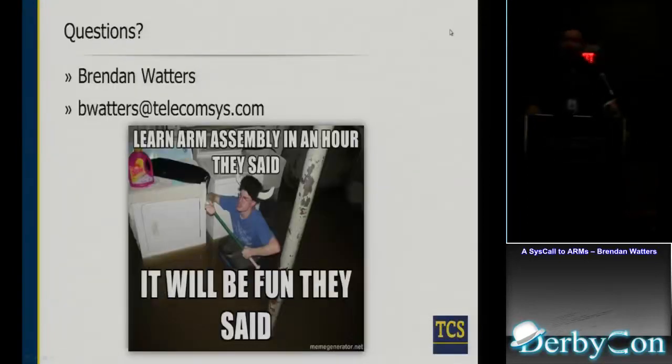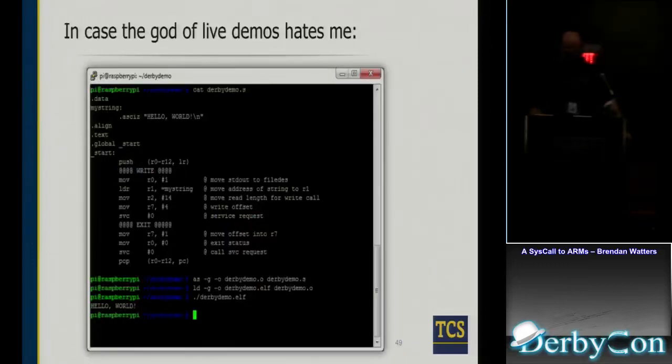So, are there any questions about what we did? Yes. On the previous slide, just explain what the AS and LD are. Sure. So AS is the assembler. In this particular case, we're assembling our assembly file to an object file. So that's where the .o comes in.